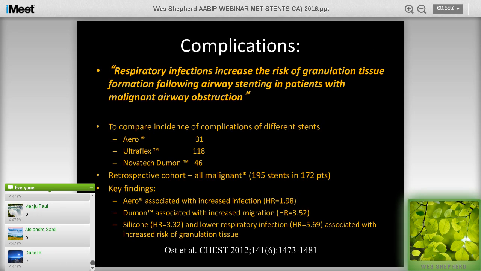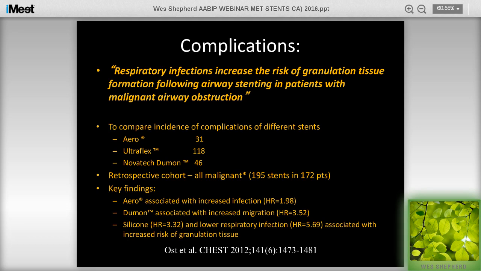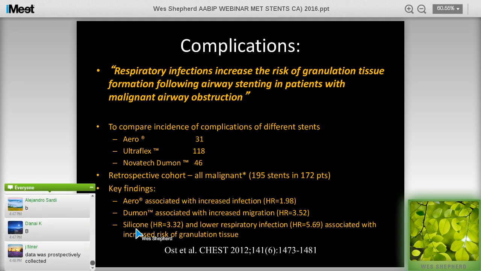All right, I see a lot of Bs coming in. You guys are fairly unanimous on this. And I just want to highlight this paper from the MD Anderson group, David Ost and colleagues. This is a really great paper. It's really one of the largest stent series combining these three types of stents that we're discussing. It's a retrospective cohort in malignant patients, but it's a very large group, almost 200 stents and 172 patients. So it's a significant contribution to the literature.